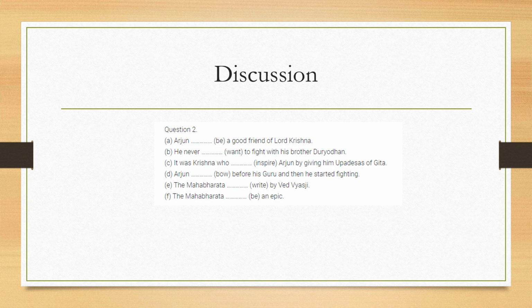Question number 2, discussion. Arjun was a good friend of Lord Krishna. He never wanted to fight with his brother Duryodhan. It was Krishna who inspired Arjun by giving him the Upadeshas of Gita. Arjun bowed down before his guru and then he started fighting. The Mahabharata was written by Ved Vyas ji. The Mahabharata is an epic.